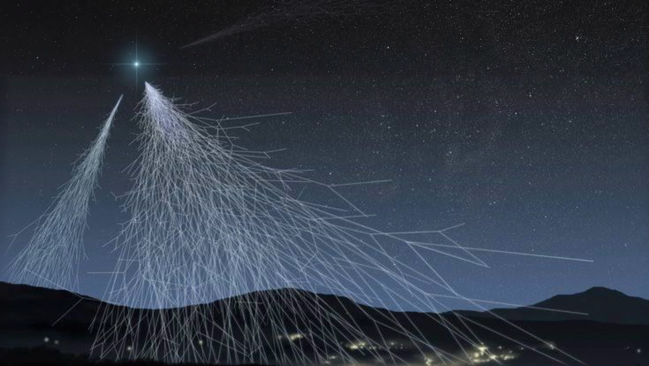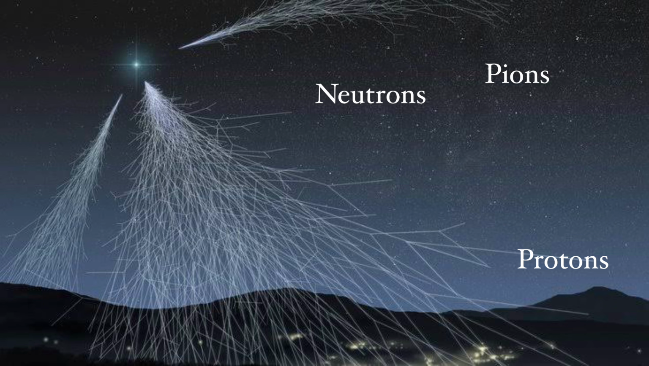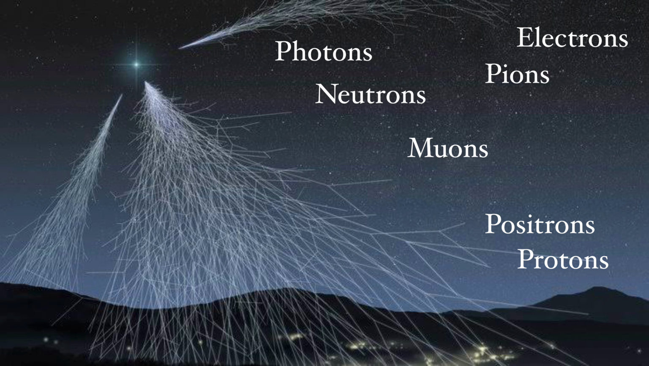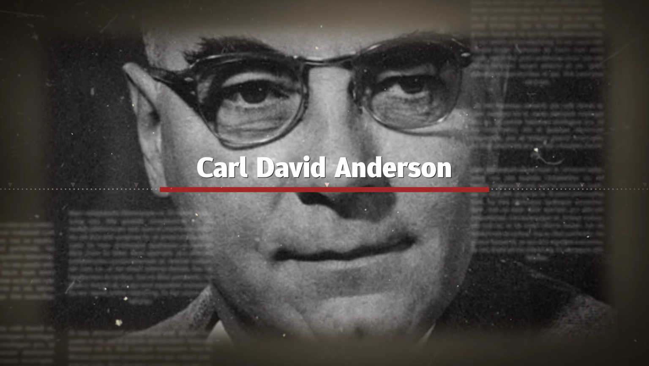high above us. These particles include all different types of particles like pions, neutrons, protons, muons, electrons, photons, positrons, and a lot of other particles. Now, most of these particles were actually discovered using the cloud chamber itself. One such story is the discovery of the positron. The positron was discovered by a scientist named Carl David Anderson.